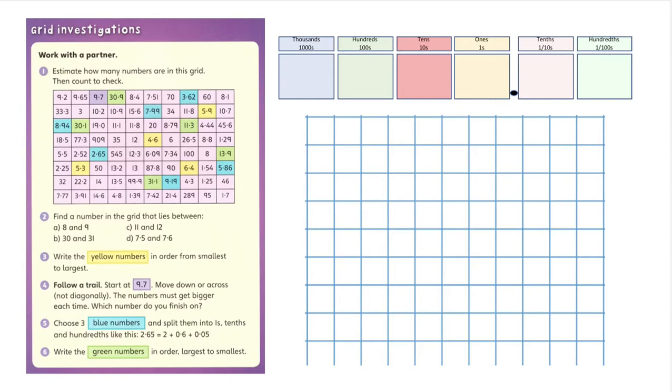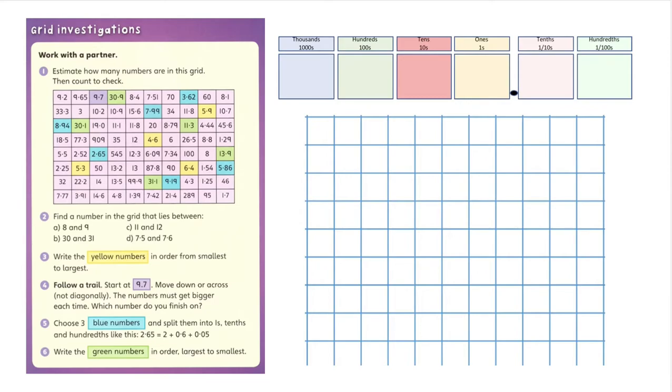So, the first thing is to estimate how many numbers there are in this grid, and then count to check. Estimate really does mean have a sensible guess. Counting, even counting in a way where I recognise an array and I'm quite clever, probably is cheating. But when you do have to count to check, I don't think you need to count each individual one. I'll leave you to think about that one. It shouldn't be too tricky. When you write down what your number is in your book, could you tell me if there was anything that you thought of while you were doing that?